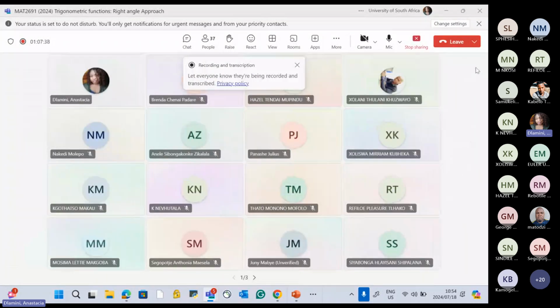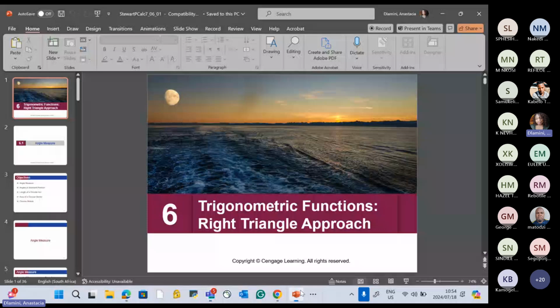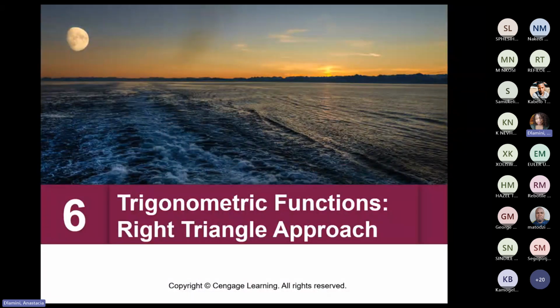There we are. So today we'll be looking at trigonometric functions. Still on trigonometric functions, right triangle approach. So if you go to your study guide, you'll notice that the last two sessions of chapter 5, we were not doing them. Did you see that? Guys, or are you not even approaching your study guide?